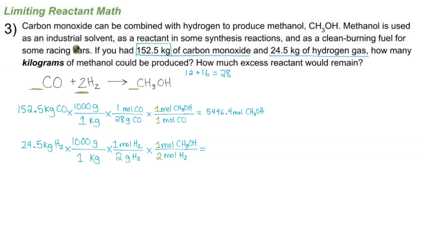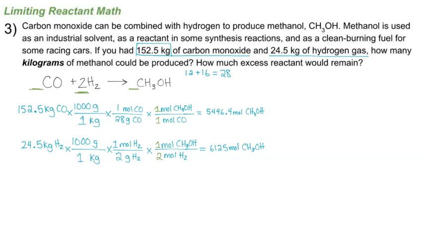We actually have a couple more steps to go there, so I'm just going to leave it as is for now. And then we'll do our second problem. 24.5 times 1,000 divided by 2 divided by 2 again. And this time I got 6125 moles of CH3OH. So this is really large numbers here, really big numbers of moles.